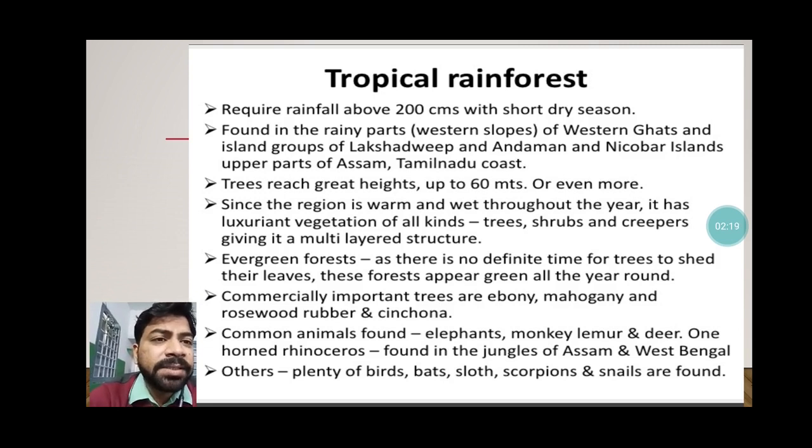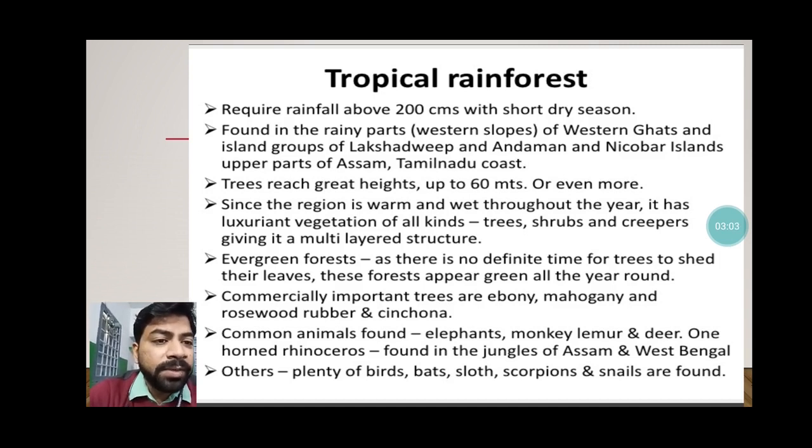Trees reach great heights up to 60 meters. Imagine the size of the trees, or even more. Since the region is warm and wet throughout the year, it has luxuriant vegetation of all kinds: trees, shrubs, creepers, giving it a multi-layered structure. As there is no definite time for trees to shed their leaves, these forests appear green all year round. Commercially important trees are ebony, mahogany, rosewood, rubber and cinchona.